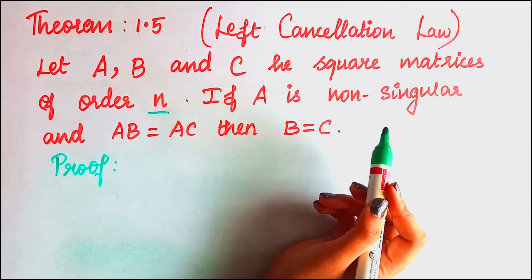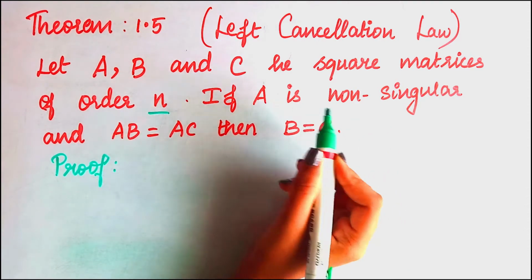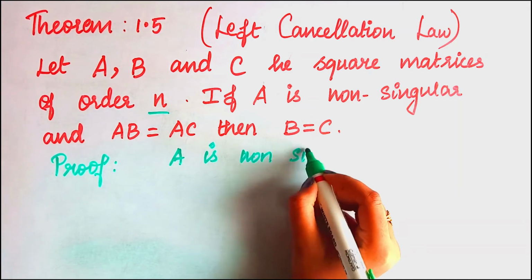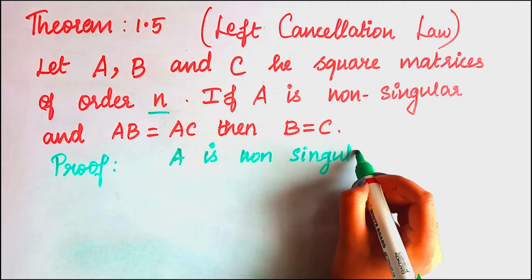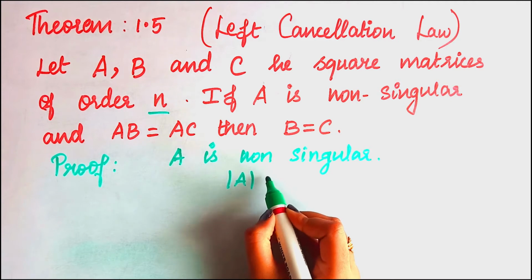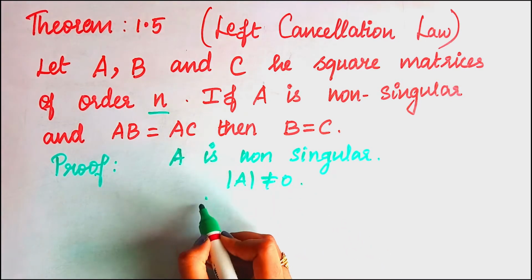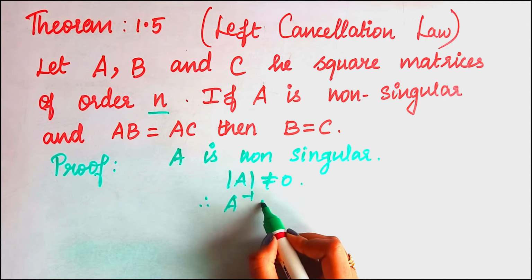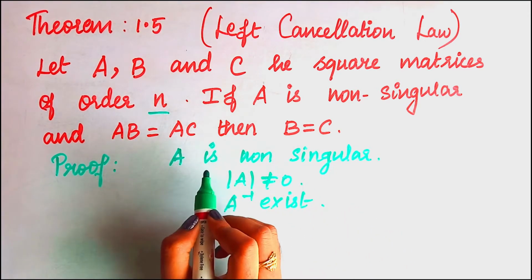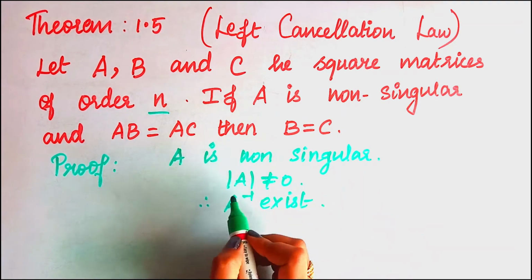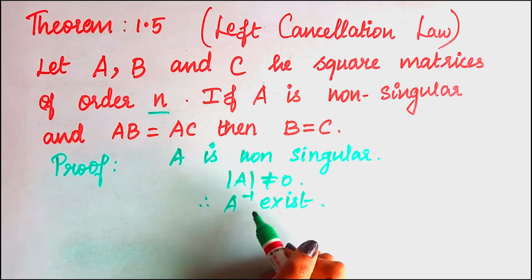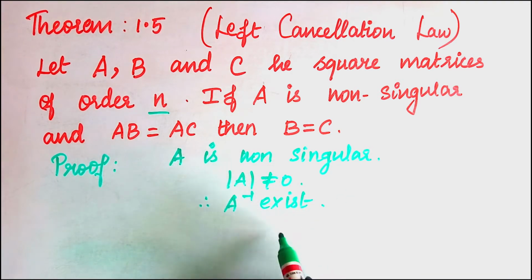And they are saying that A is non-singular, so let's write it. A is non-singular, which means, as I have already said in my previous videos, that the determinant of A is not equal to 0. Therefore you can say that A inverse exists. So you have to remember these three lines. If a particular matrix A is non-singular, then the determinant of that matrix will not be equal to 0, and then the inverse of that matrix will exist.